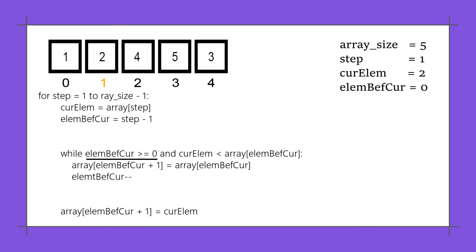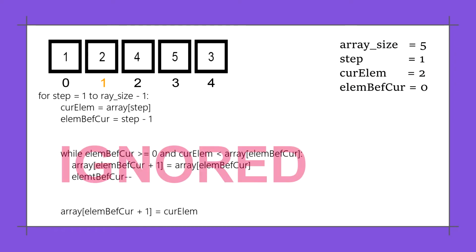On the first condition, the result is true because 0 is greater than or equal to 0. On the second condition, the result is false because 2 is not less than 1. Therefore, we ignore the inner loop. Now, in the current iteration, nothing has been changed because the array of index 0 plus 1 is still equal to the current element.